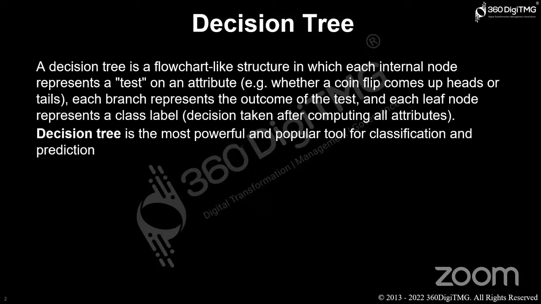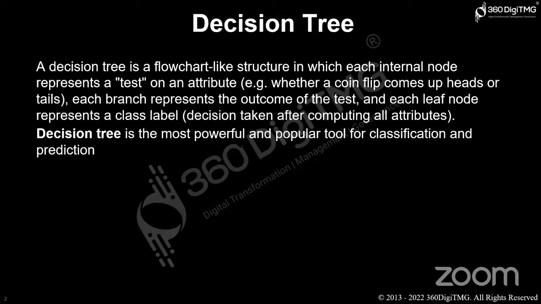Another term which you will come across is splitting. Splitting is the process of dividing a node into two or more subnodes, as the name says. Then decision node: when a subnode splits into further subnodes, it is called a decision node.